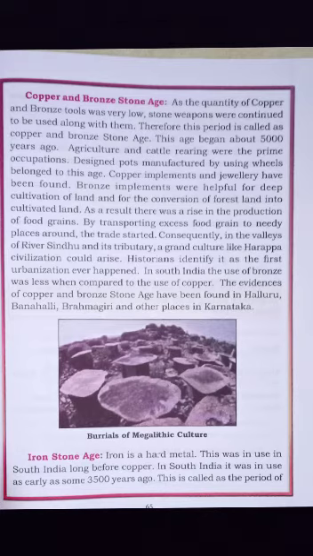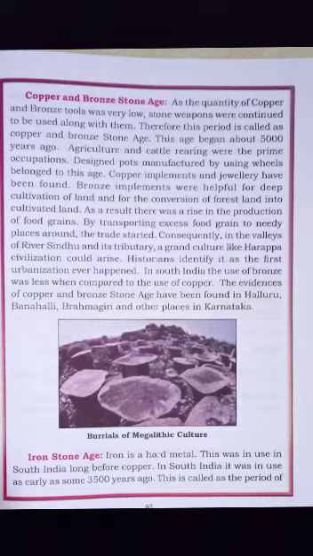Designed pots manufactured by using wheels belong to this age. Copper implements and jewelry have been found. Bronze implements were helpful for deep cultivation of land and for the conversion of forest land into cultivated land. So, here everything was well equipped. Day by day it was getting better. So, the food grains which were cultivated became surplus. By transporting excess food grains to the needy places around, trade started.